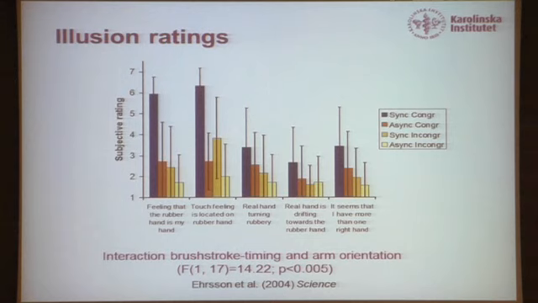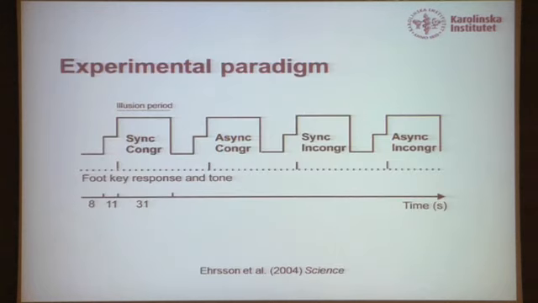If you ask people how strongly they feel the rubber hand illusion, this is the blue, they get much stronger responses in the synchronous, temporal and spatially congruent condition than in the control conditions, a so-called significant interaction. And this was the experimental paradigm, so people just lying there in the scanner. They don't do anything, really. Just look at the rubber hand, we brush the hand, they start feeling the illusion.